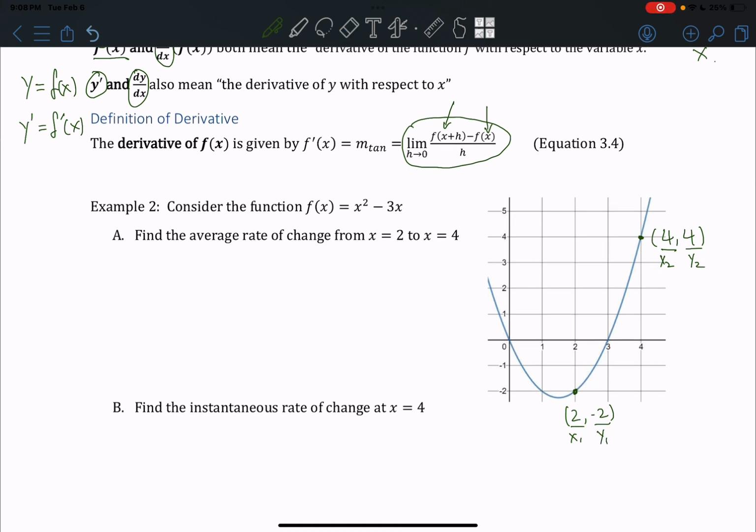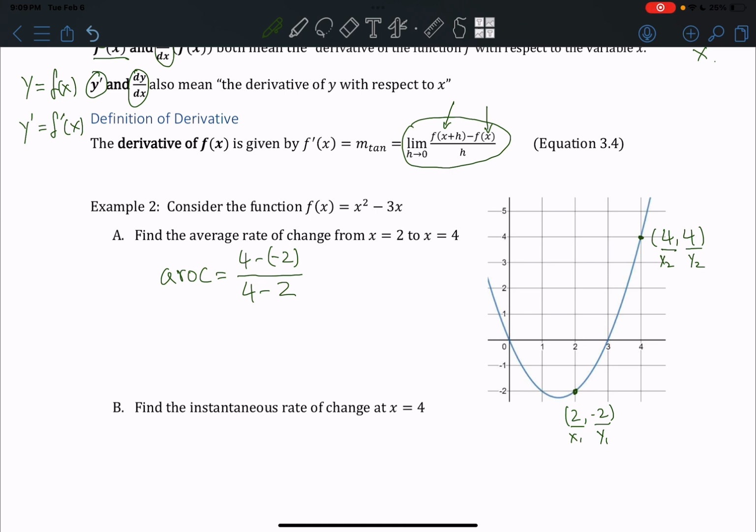Okay, so nothing extra, nothing too difficult here. It just helps you plug in numbers nicely. So the average rate of change equals y2 minus y1, so 4 minus negative 2, all over 4 minus 2, x2 minus x1, right?